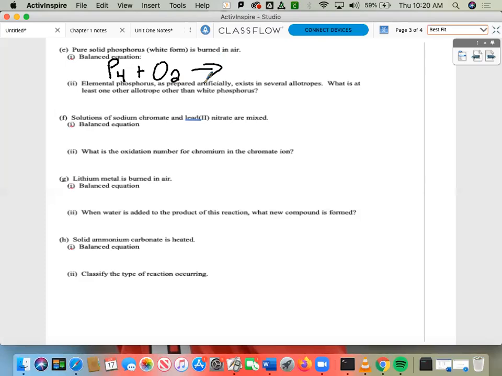So when I look at this reaction, this is a synthesis reaction. Now, as you look at it, you're like, okay, P and O, what does this do? Well, this gives me an oxide of phosphorus.